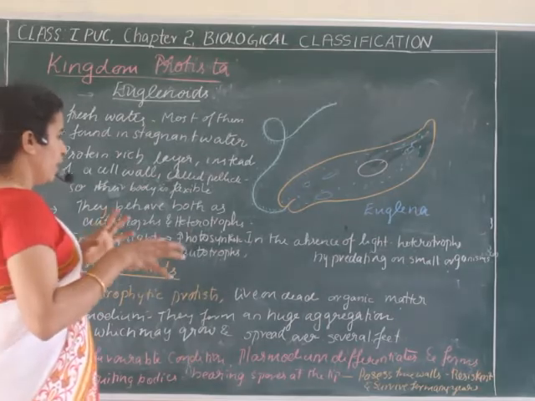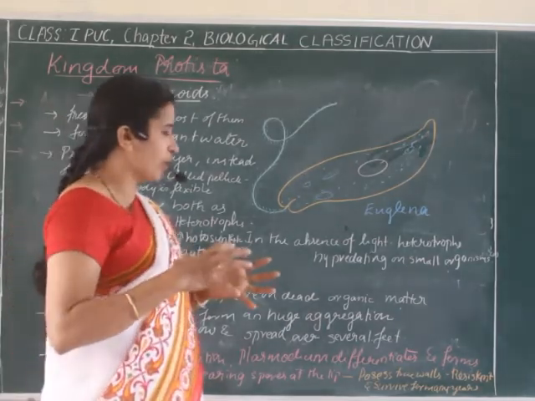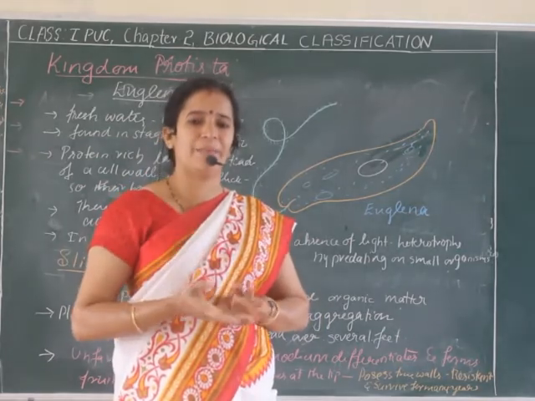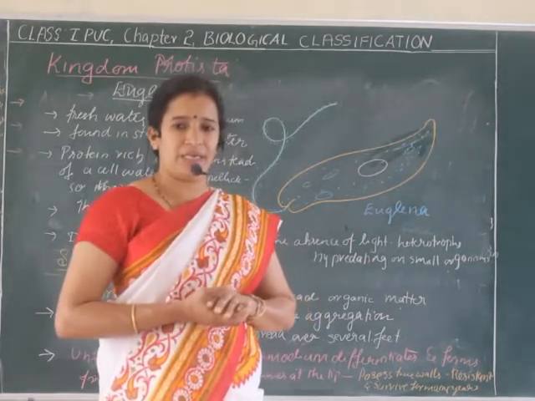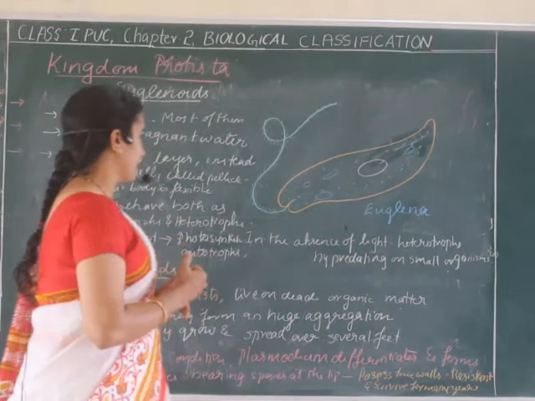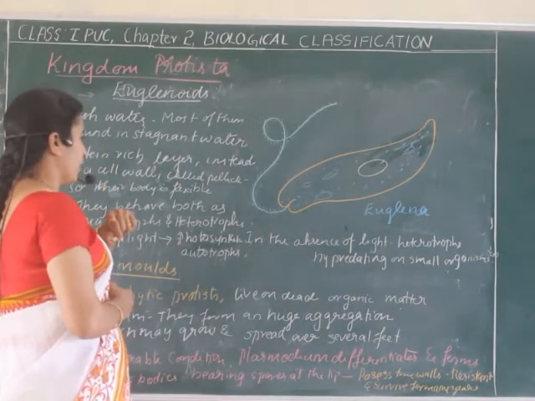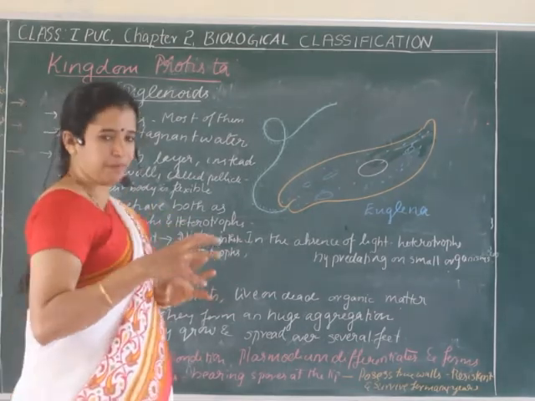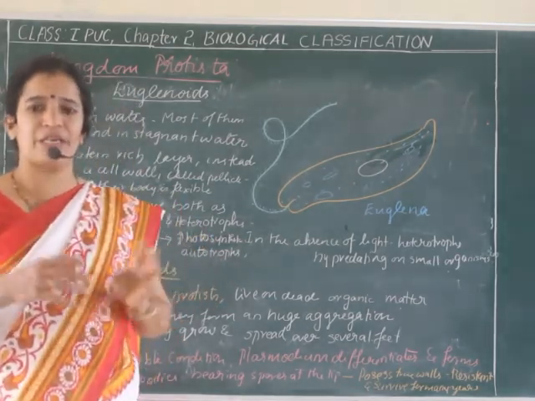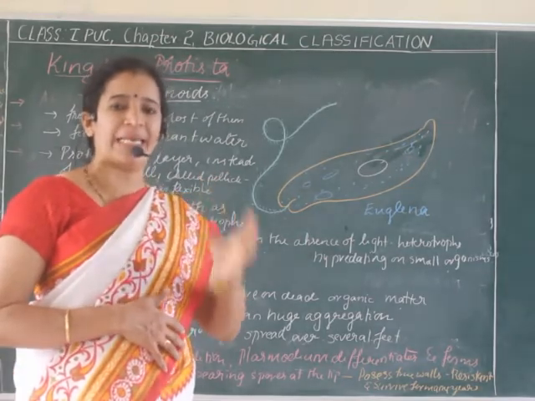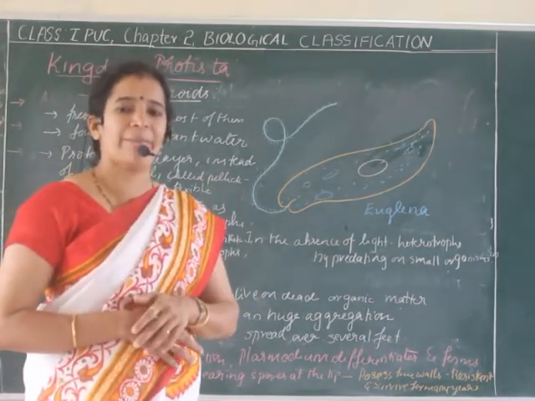Now if you look at the structure of euglena, it looks very flexible, right? That flexibility is due to their cell covering. Their peculiarity is that they do not have a stiff cell wall. Instead of a cell wall, it has a protein-rich layer called the pellicle.